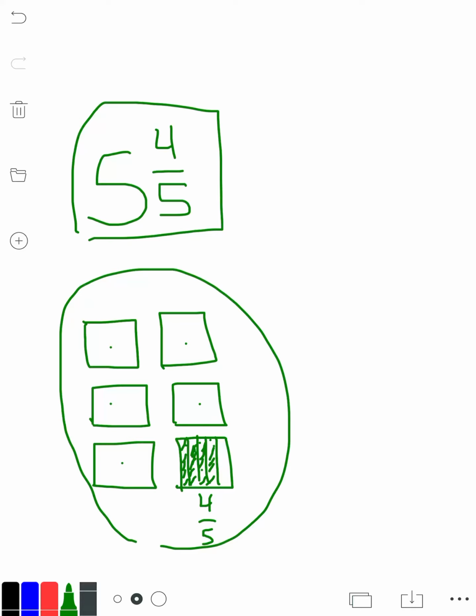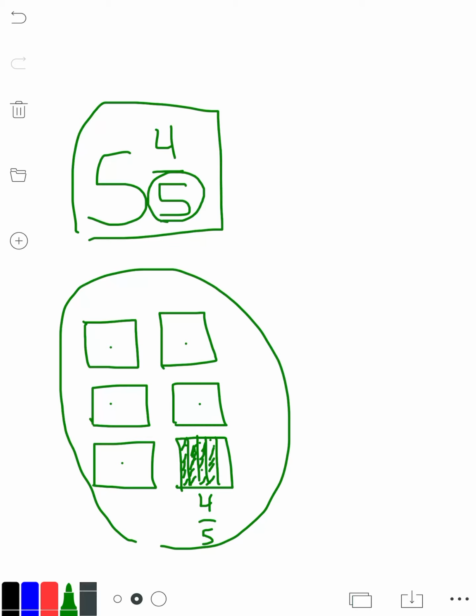So what we have to think about when we're changing a mixed number to an improper fraction is what fraction am I changing it to? And you always want to keep it the way it is. So we have fifths, obviously, so we're going to keep it fifths. So think, for each of these 5 wholes, whether you're looking at just the number or down in the visual, how many fifths would each of those be worth?